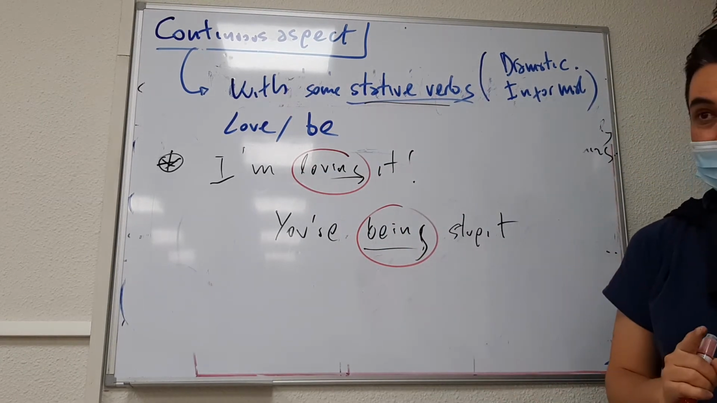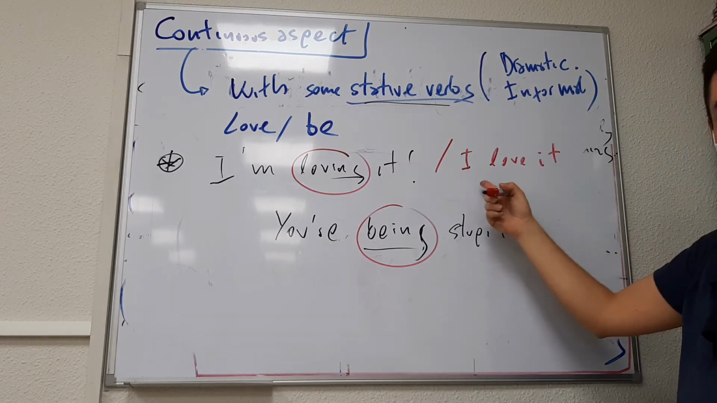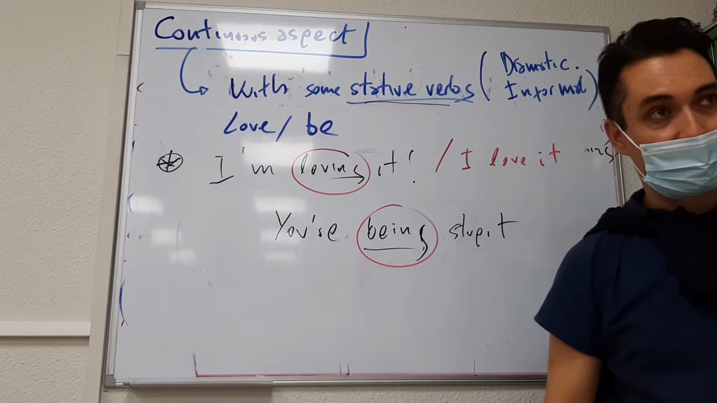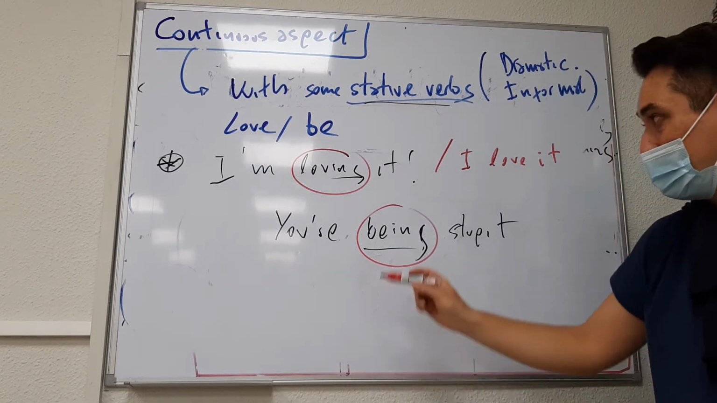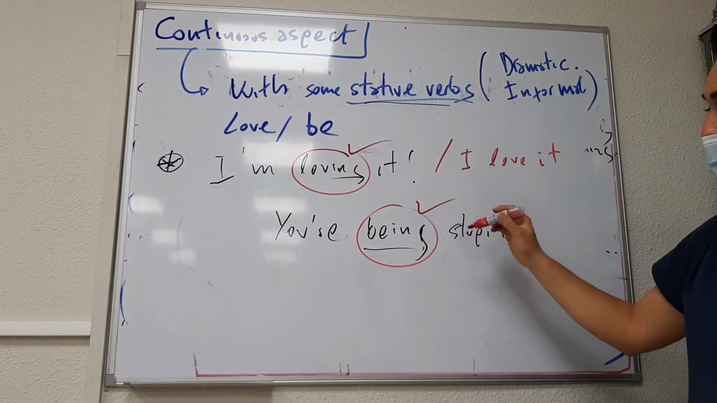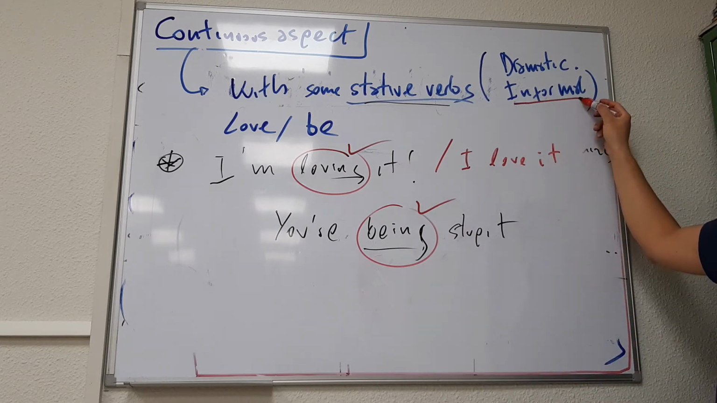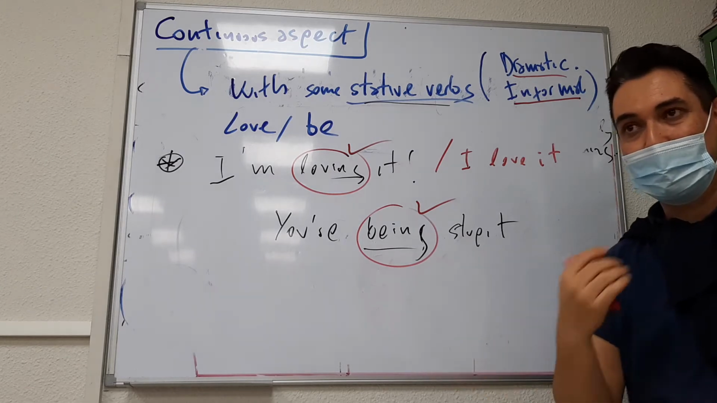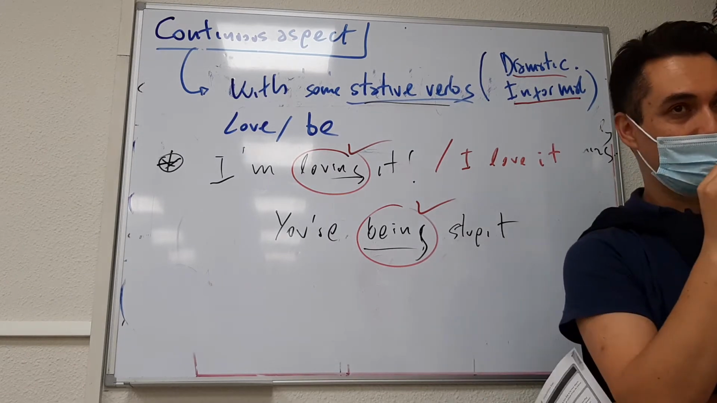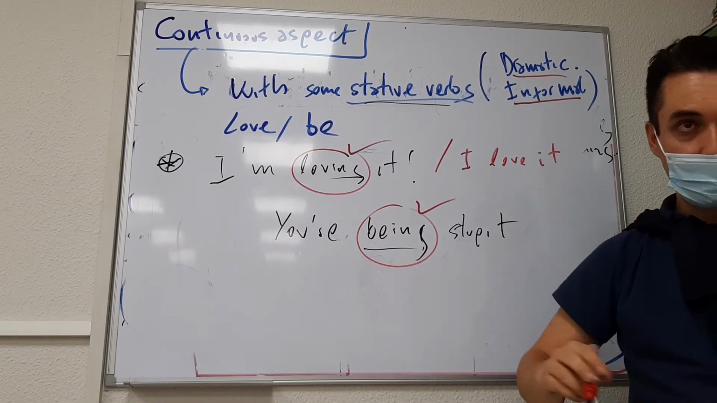And what is the effect? Can you say I love it? Of course you can. This is the classic correct way of saying it. Can you say you are stupid at the moment? Yes, you can. But if you use the ing, I wouldn't say it's incorrect. It's just informal, and it gives the sentence more drama and more dynamism. I would say it's more dynamic to use the ing forms.